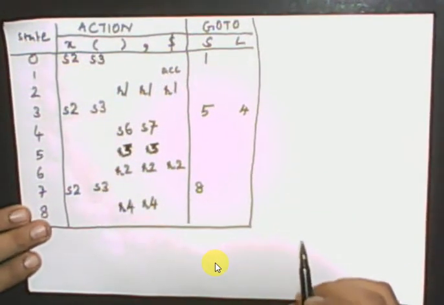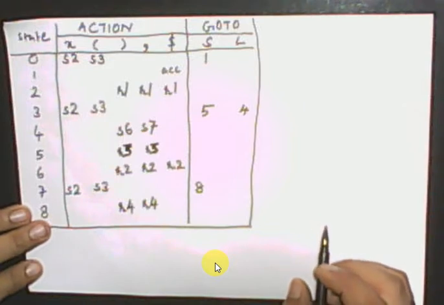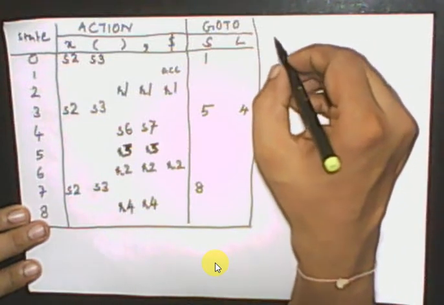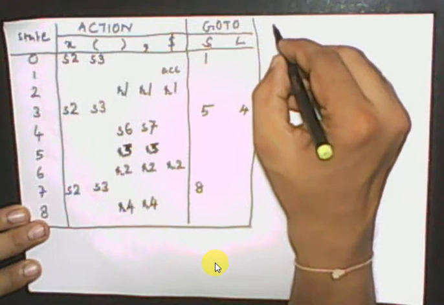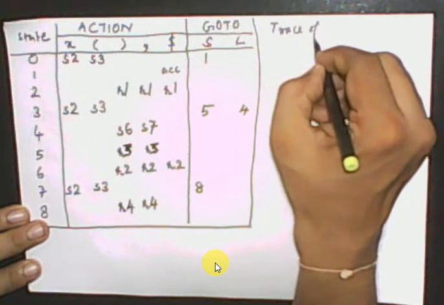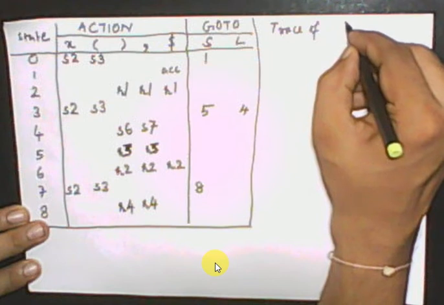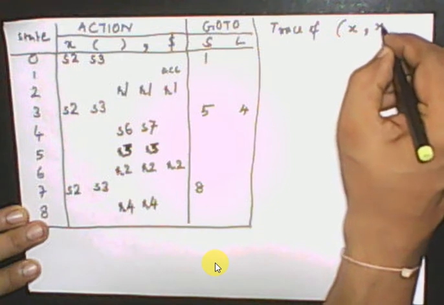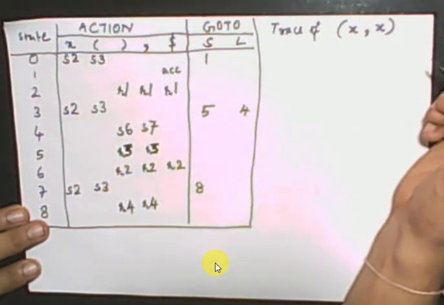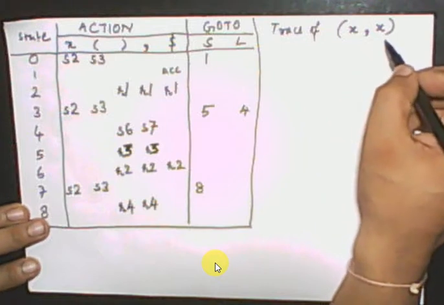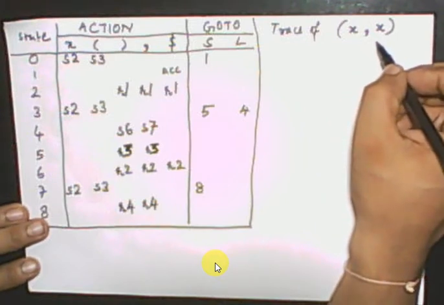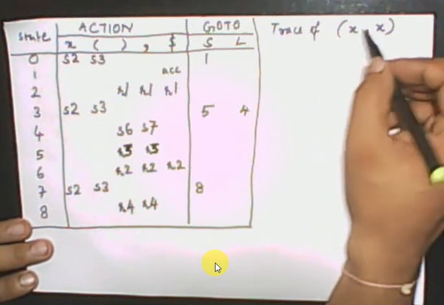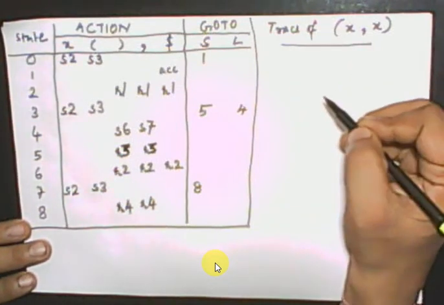So now we have this parsing table for the SLR(1) parser. Now let us see the tracing of an input string. Let us assume it as left parenthesis x comma x right parenthesis. So it looks like the grammar is validating an ordered pair of two numbers. This is a particular example that we are going to see.